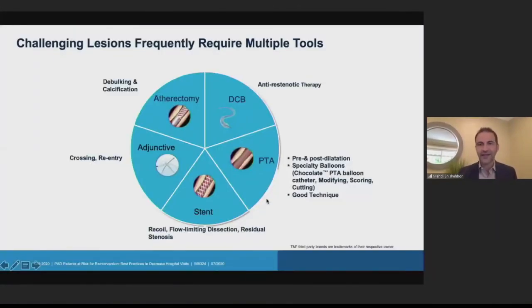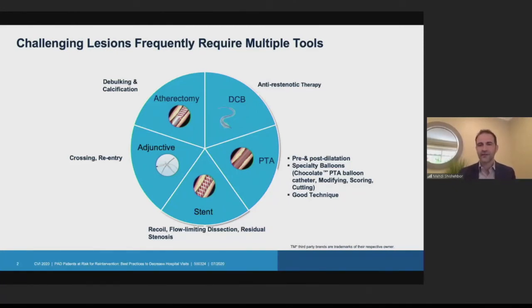As you have highlighted, we have many options available to us. We obviously have a crossing and re-entry device, as Peter showed nicely with the Vions. We have debulking strategies, as we discussed earlier this morning, and as Peter beautifully showed with those two cases. And also we have anti-restenotic therapy, as both Peter and Sahil have shown with the cases that they have shown us so far. We do have angioplasty and specialty balloons, but we are learning more and more.